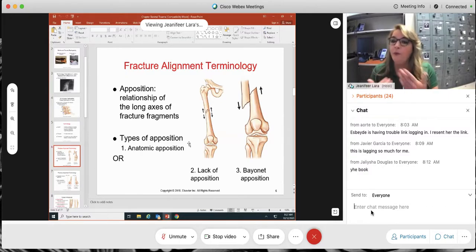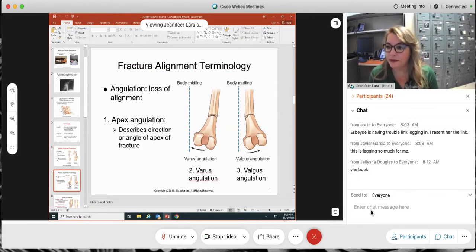Not that you have to go back and tell the doctor, but that you recognize when you see a valgus displacement or angulation. That tells you, okay, wow. So what do we originally have to do?